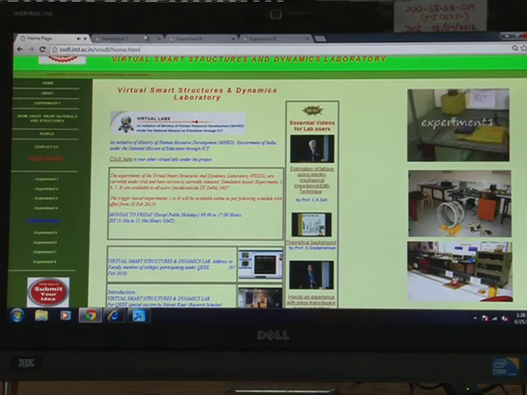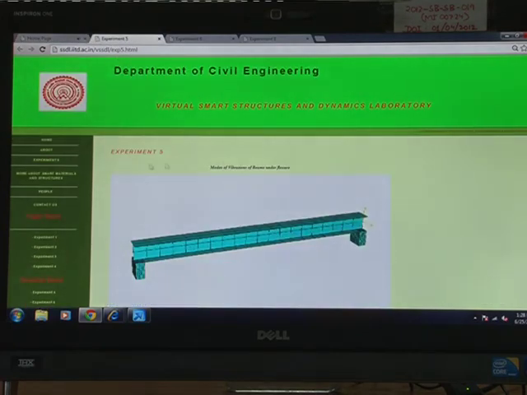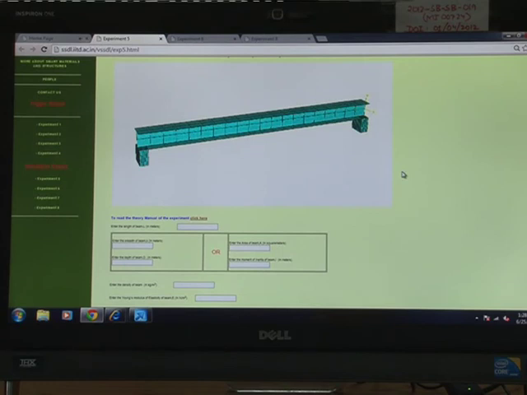Now for experiment number 5, a structure undergoes free vibration when disturbed from the static equilibrium position without any external dynamic excitation. So the structure vibrates at its natural frequency, which is a function of its stiffness, and its vibrating motion decays depending upon the damping ratio of the material.